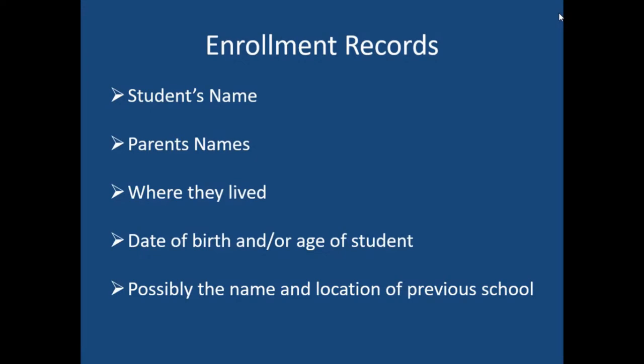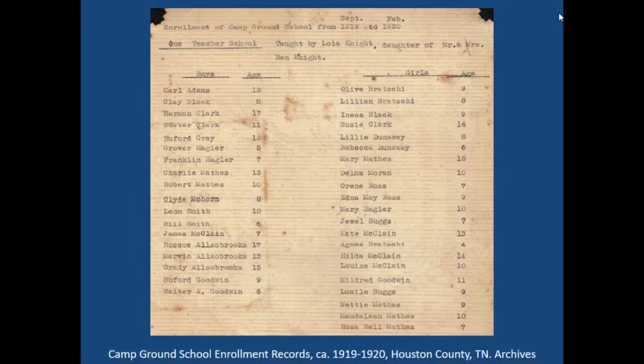This is a wonderful document from that Lola Knight scrapbook that I just showed you. This is for the campground school. Miss Lola Knight actually taught at the campground school. This is from 1919 to 1920. And this is their enrollment record. It is a one-teacher school, as you can see. It listed the boys on one side and the girls on the other side and gives their age. Now, we have girls here. These are their maiden names. Wouldn't it be wonderful if you're trying to figure out one of your ancestors' maiden names, you could find it in a school record? So this is an enrollment of the campground school.